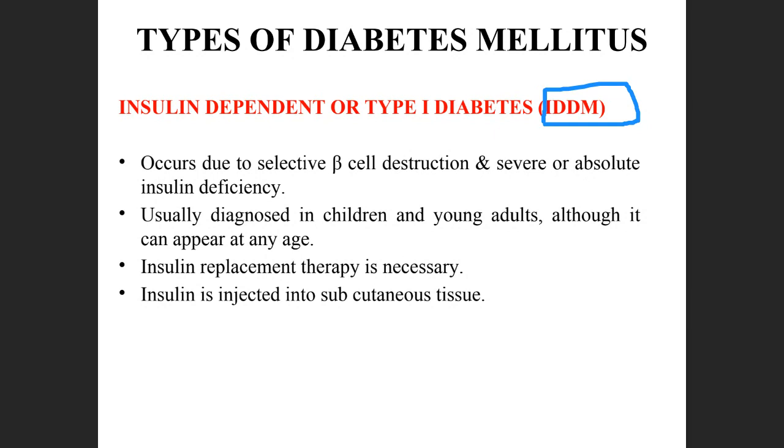So in this, what is happening? There is severe insulin deficiency, maybe due to the destruction of the beta cells in the pancreas. The pancreatic beta cells are responsible for secretion of insulin. So if there is destruction of pancreatic beta cells, there will be severe deficiency of insulin. This can be diagnosed in people of any age, usually seen with children and young adults, but it can be seen at any age. So insulin replacement therapy is necessary. That means the patient has to be given insulin in the form of a subcutaneous injection.